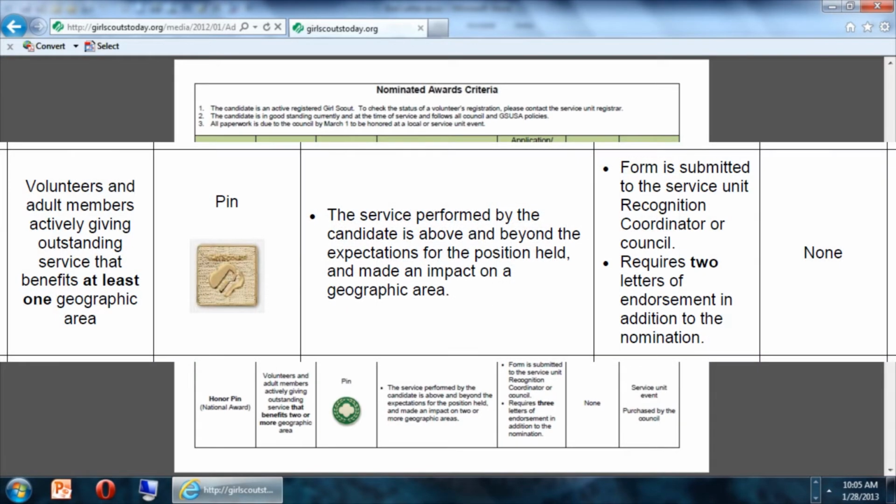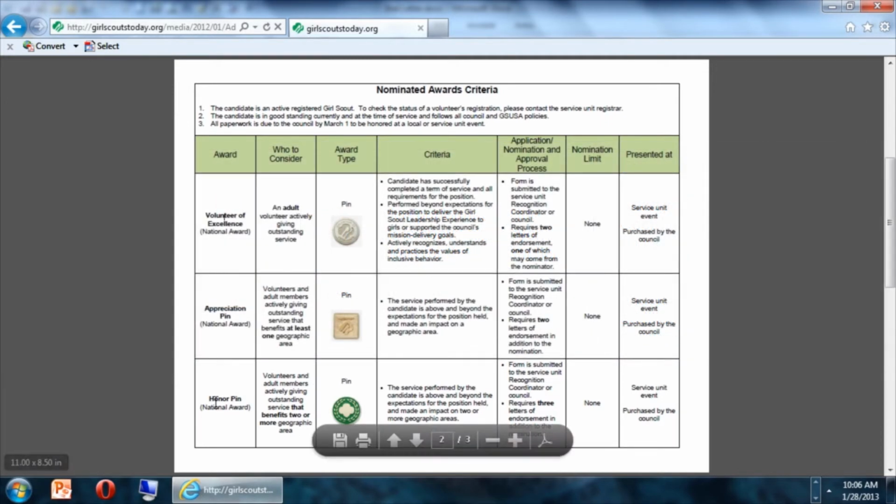This award is for volunteers that give outstanding service that benefits at least one geographic area, such as a service unit. Someone that has gone above and beyond and benefits the entire service unit would be appropriate for this award, such as the service unit product manager, maybe the service unit director, a leader mentor, or a school organizer. This award requires 2 letters of endorsement in addition to the nomination's description of what the volunteer did to deserve the award. Now let's go down to the honor pin.